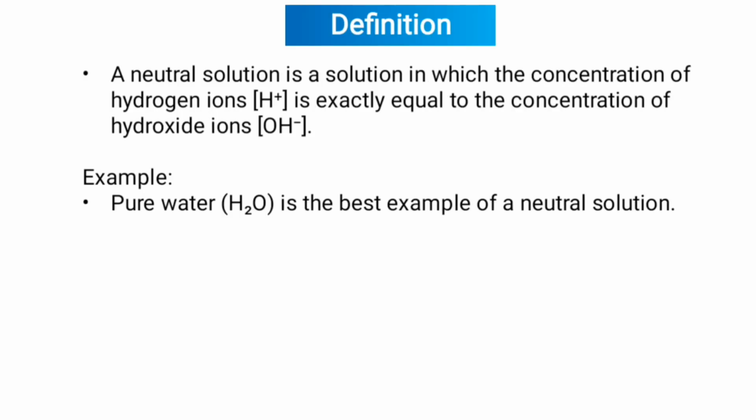Now, definition of neutral solution. My dear student, a neutral solution is a solution in which the concentration of hydrogen ions, meaning concentration of H+ ion, is exactly equal to the concentration of hydroxide ions, meaning concentration of OH- ion. Example, pure water, meaning H2O, is the best example of a neutral solution.